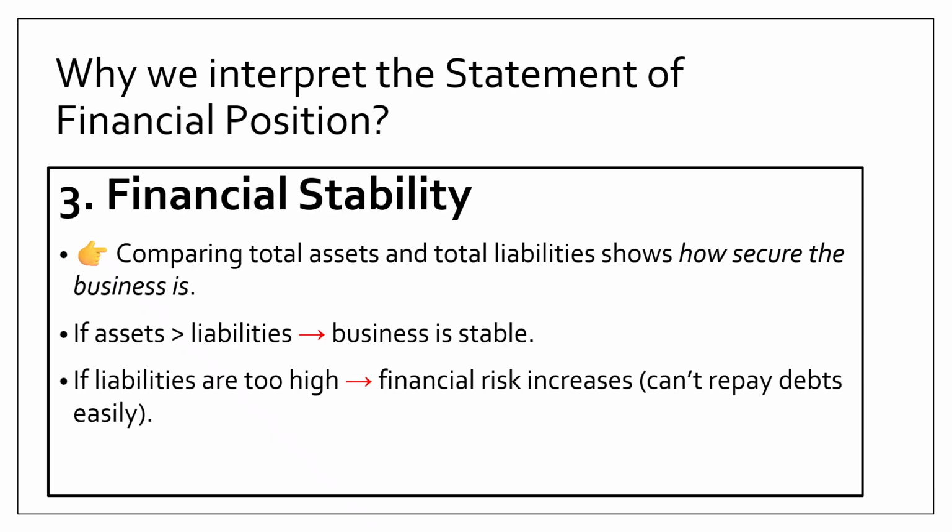Number three, financial stability. Comparing total assets and total liabilities shows how secure the business is. If assets are more than liabilities, the business is stable. If liabilities are too high, financial risk increases.